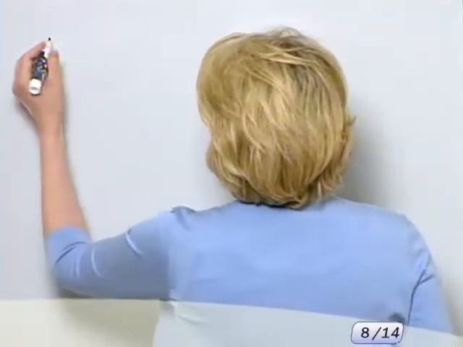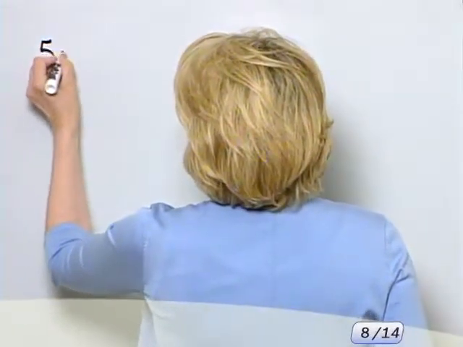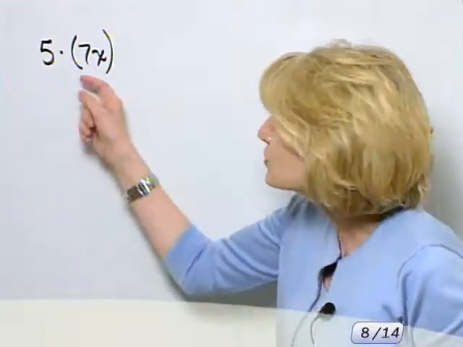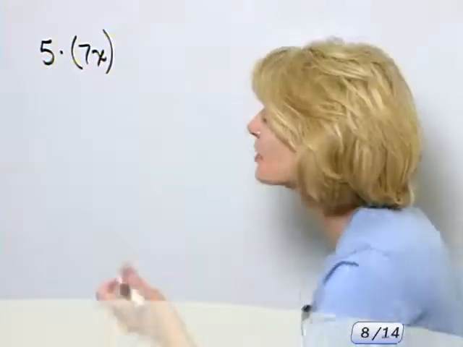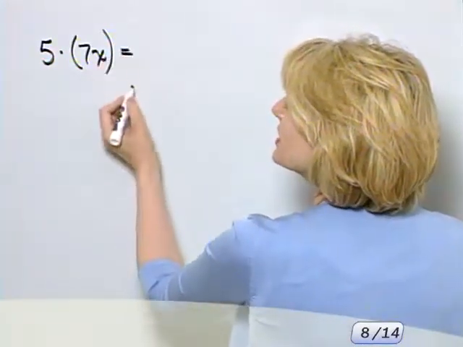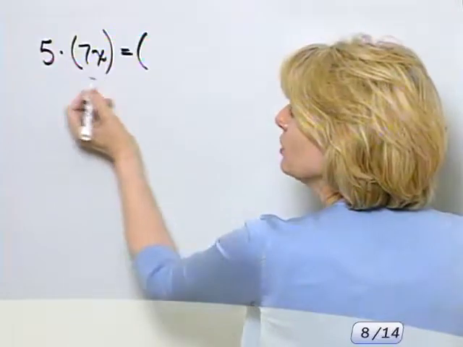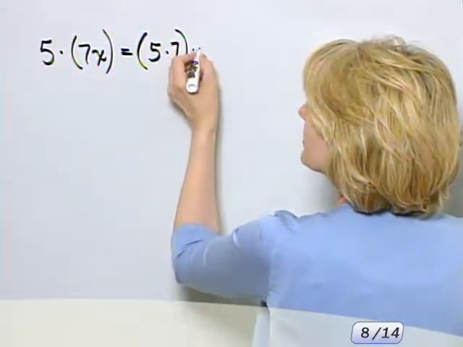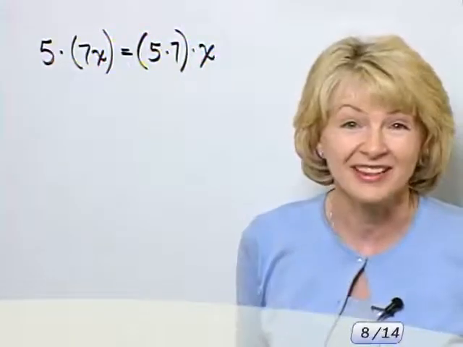Let's do that again with another expression. Let's suppose I have 5 times (7x). Let's use the associative property for multiplication, and let's write an equivalent expression. Now remember, 7x means 7 times x, and associative property means grouping. So this is equal to, I'm regrouping, (5 times 7) and then times x if you'd like.